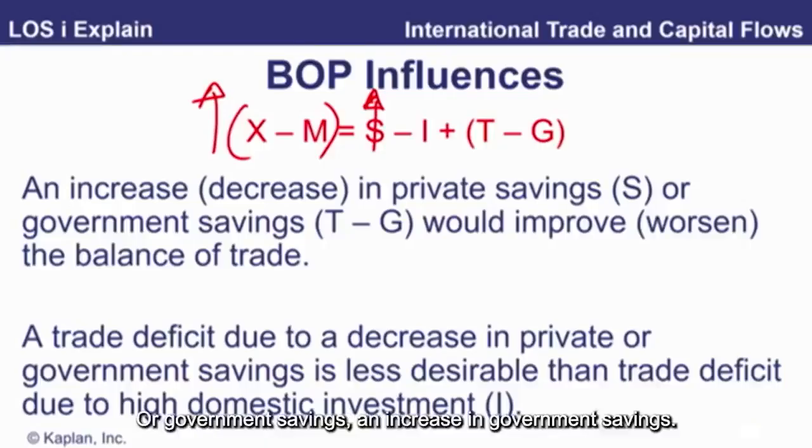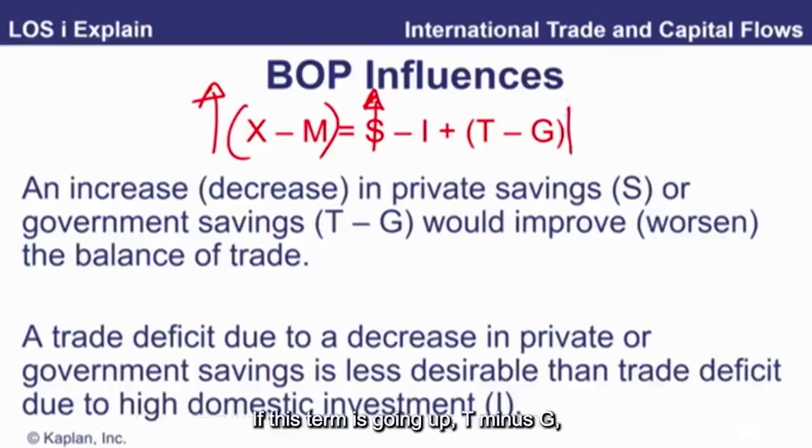Or government savings. An increase in government savings, if this term is going up, T minus G. That's taxes minus government spending. So that's government savings if it's written as T minus G, and that's going up. That improves or increases government savings. And the opposites are also true. The examiner can ask you for the impact on that balance of trade from any of those right-hand side terms.